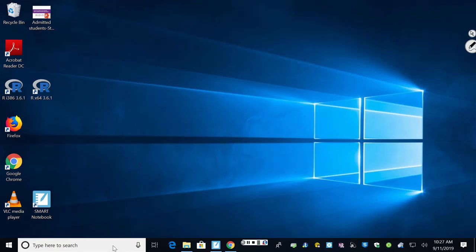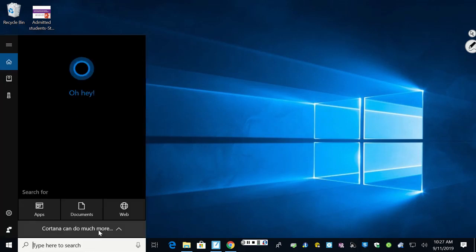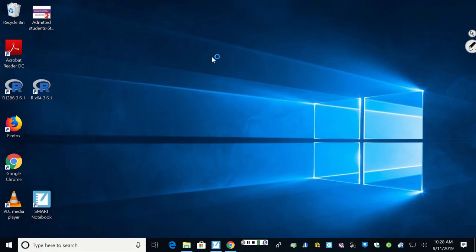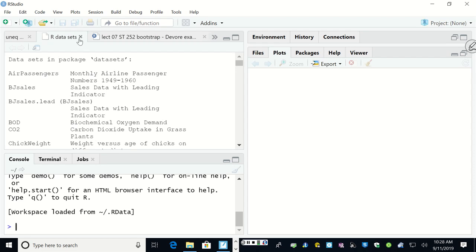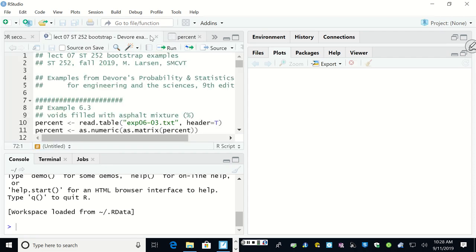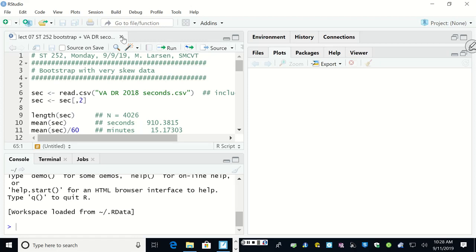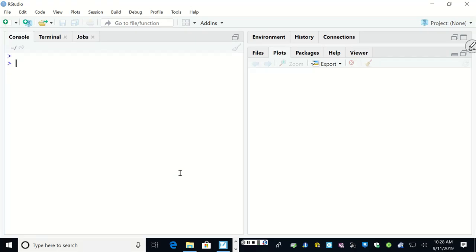So let me get that. RStudio. So we have the 22 out of 45, which is a little bit less than half, isn't it? The 22 out of 45 is a little bit less.